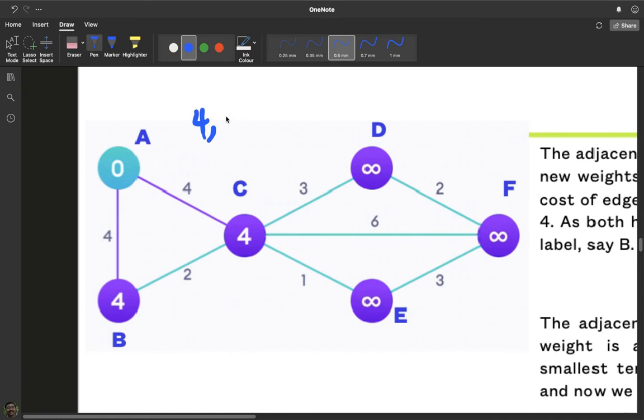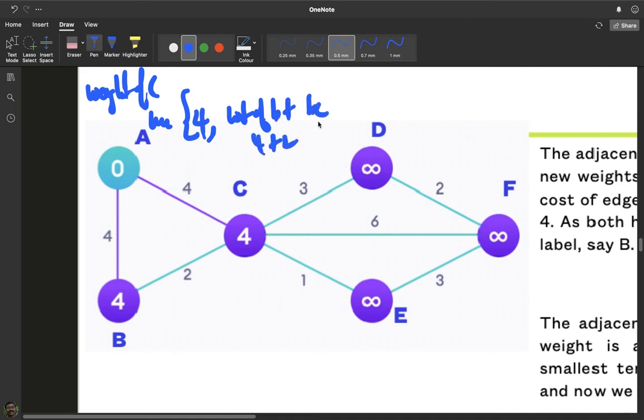Okay, so the weight of C will be the minimum of 4, the old weight of C, or the weight of B plus the edge BC, since we are now coming from B to C. So that is 4 plus 2, which is 6. It will be simply the minimum of 4 comma 6, so it will be 4 only. So the weight of C will still be 4.